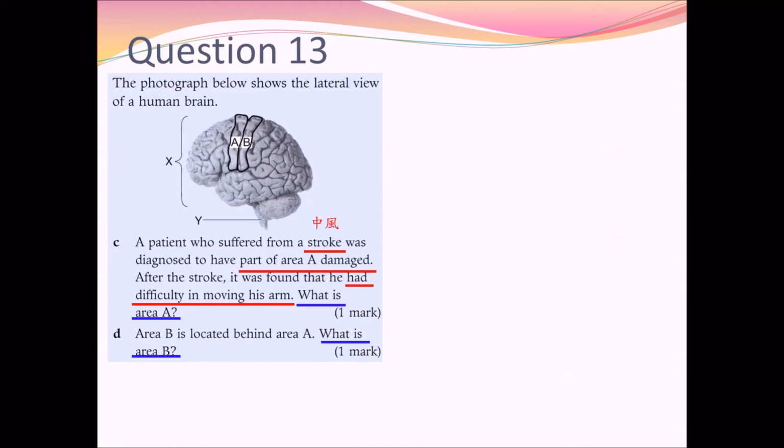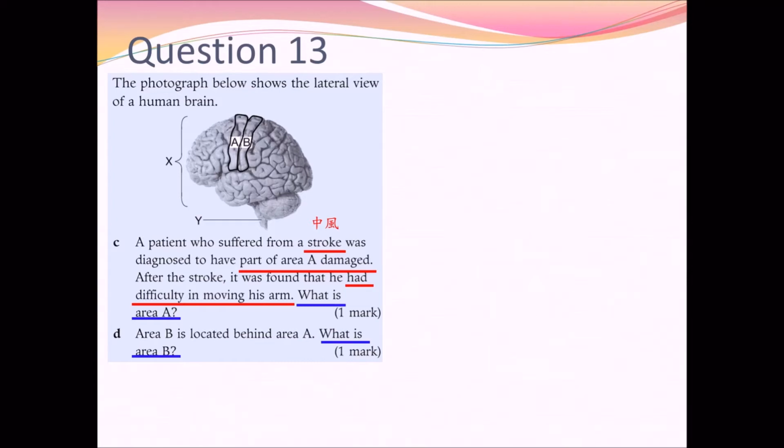And then for part C and D, part C is talking about a patient who suffers from a stroke. What does stroke mean? It means maybe a blood vessel in the brain is broken. So the brain cells cannot receive a sufficient amount of blood, oxygen and nutrients, and the brain cells will die. We diagnose that part of area A is damaged. After the stroke, it was found that he had difficulty in moving his arm, so it's a bit difficult for him to do some movement.